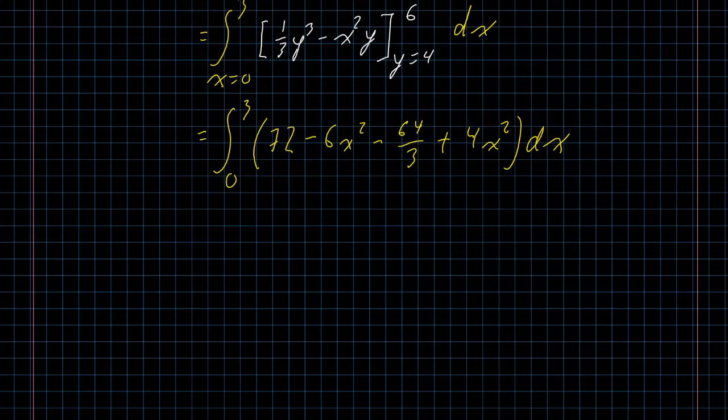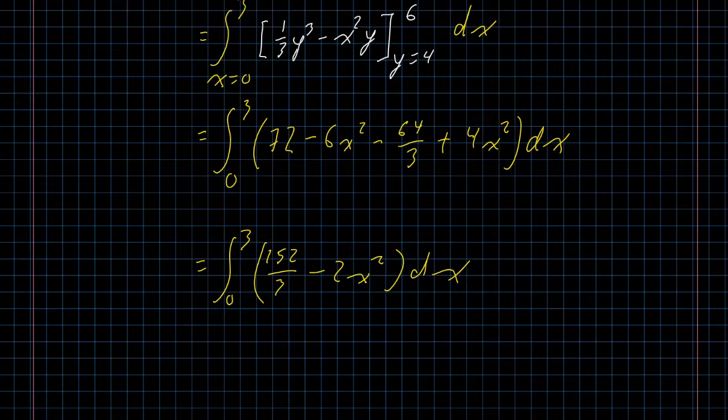Clean up. 72, I already said, was 216 over 3. 216 minus 64. Let's see, 21 minus 6 is 15. 6 minus 4 is 2. So I guess that's going to be 152 over 3. Then we have minus 6x plus 4x. All told, that's minus 2x squared.